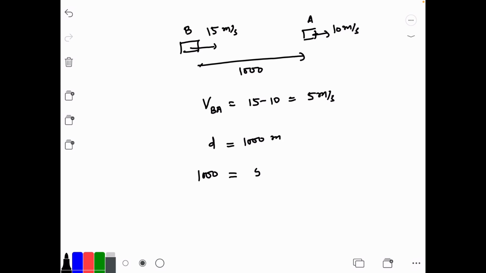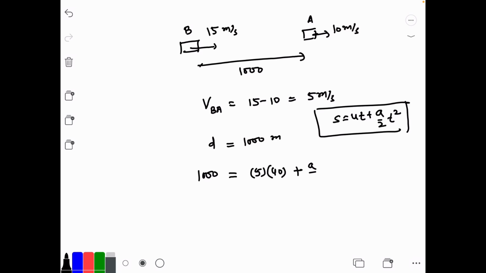So initial speed is 5, in 40 seconds. I am just applying the formula S is equal to ut plus half at square. So 1000 equals 5 into 40 plus a divided by 2 into t square, where t is 40 into 40. So from here you will get a is equal to 1 meter per second square. So this would be the answer of this question.